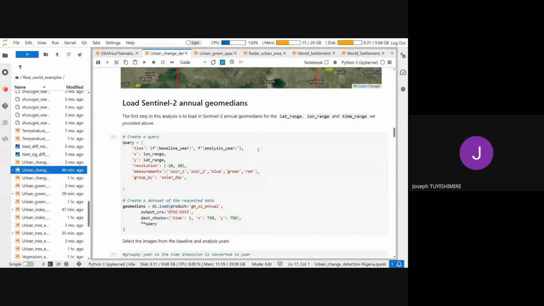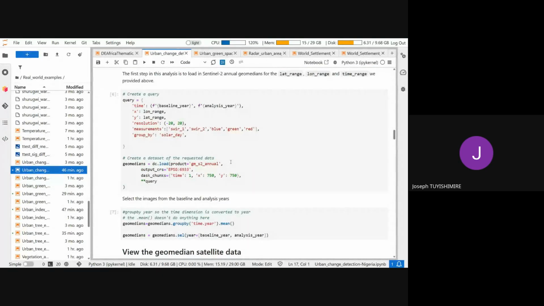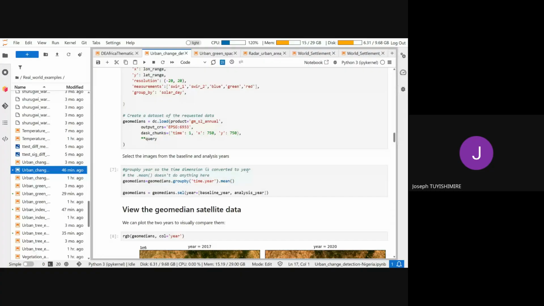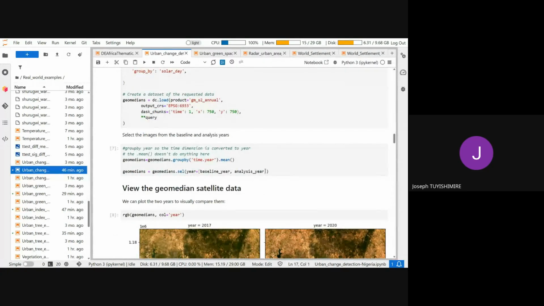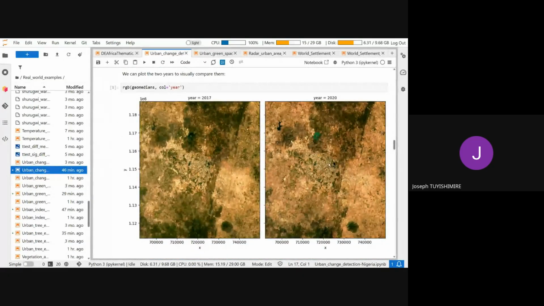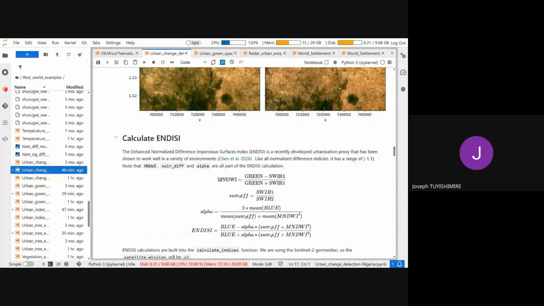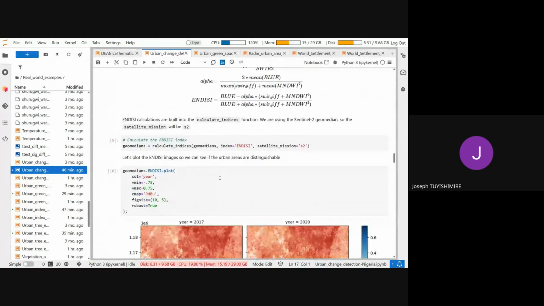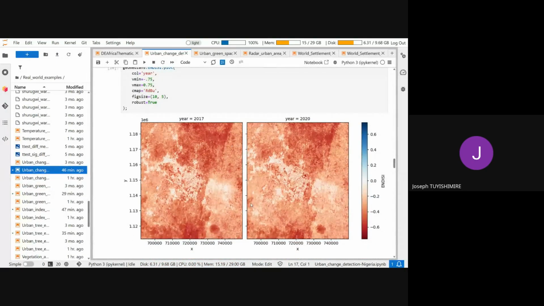We load our data sets, and after loading them, we can visualize the true color images for each year, 2017 and 2020. Even visually, you can see that there are some differences. Then we can create our index.